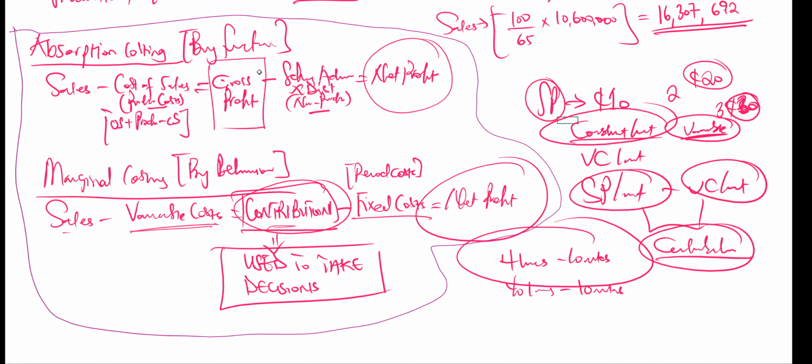Absorption costing. We determine profit this way: sales minus production cost, you get gross profit. Take out your non-production cost, you get net profit. Marginal costing: sales minus all variable costs, you get contribution. You take out your fixed cost, you get your net profit. Is that okay?